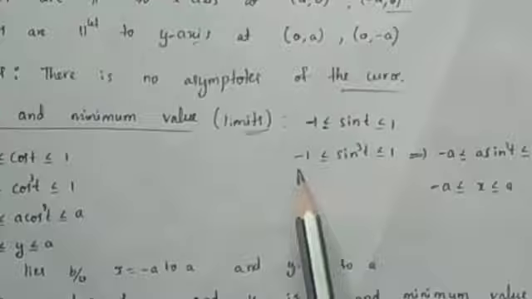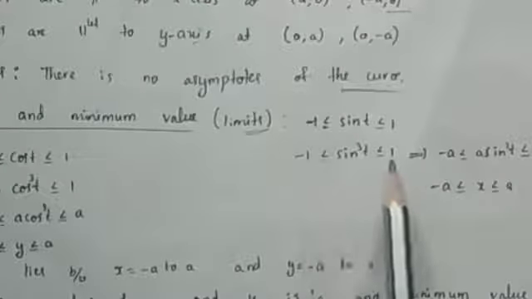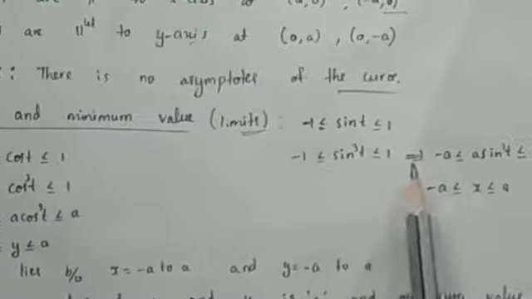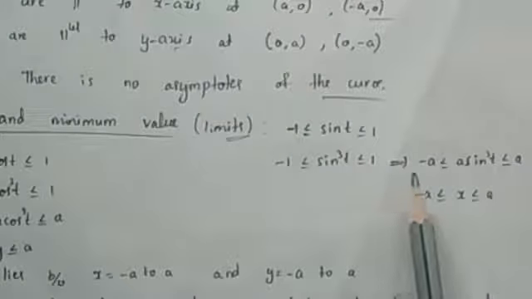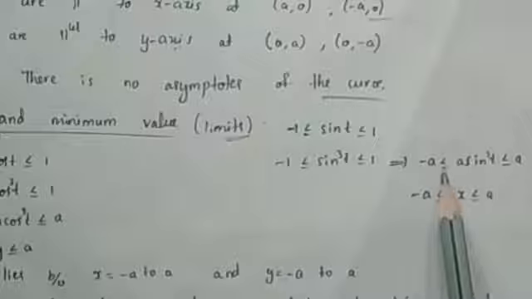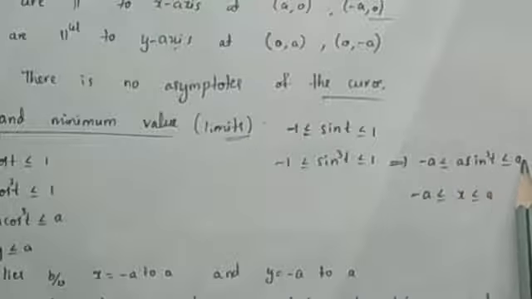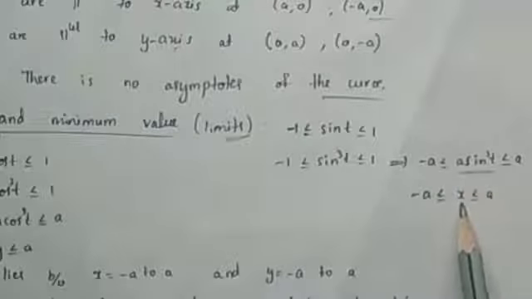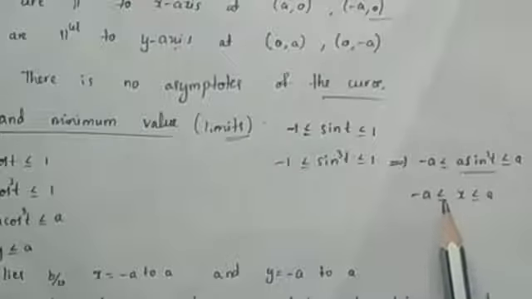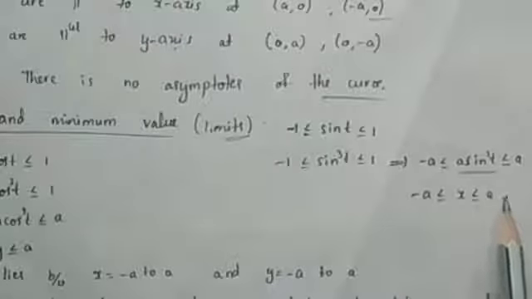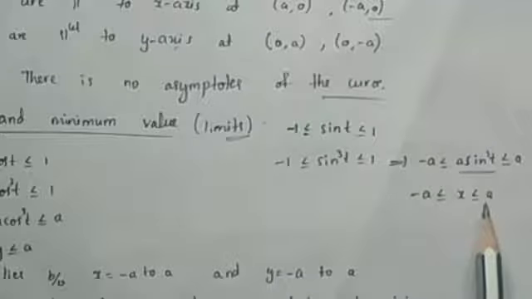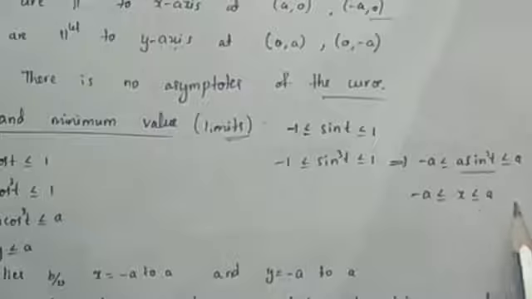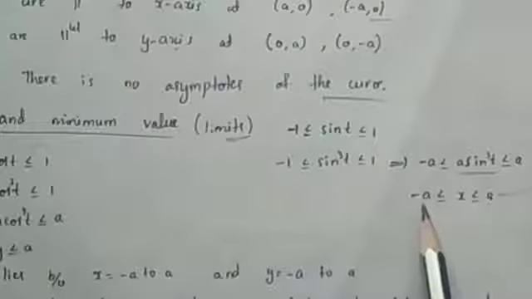Similarly, sin cube t also lies between minus 1 and plus 1. This implies, multiplying throughout by a, we get minus a less than or equal to a sin cube t less than or equal to a. a sin cube t is nothing but x, so minus a less than or equal to x less than or equal to a. We say x lies between minus a and plus a. The maximum value of x is plus a and the minimum value of x is minus a.